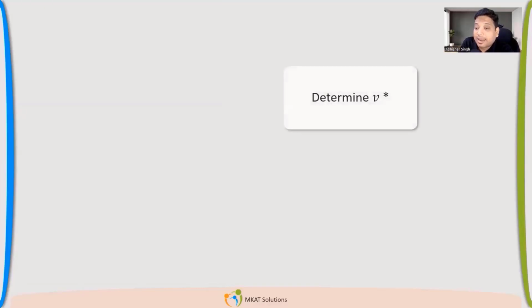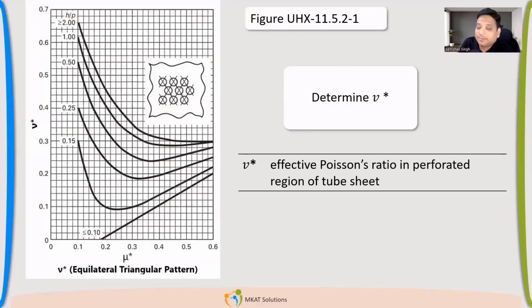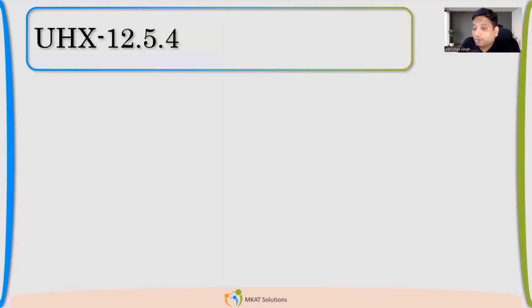Similarly, nu star comes from a similar figure, and you can see that this changes with the pattern. Tube pattern also plays an important role, and it's pretty obvious, right? Because finally we are trying to relate the material with the tube, so how they are positioned will play a role. So there is a figure by which we'll get nu star also. But why are we doing all that?